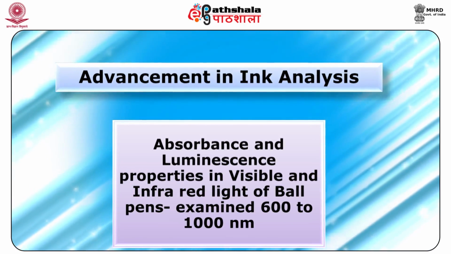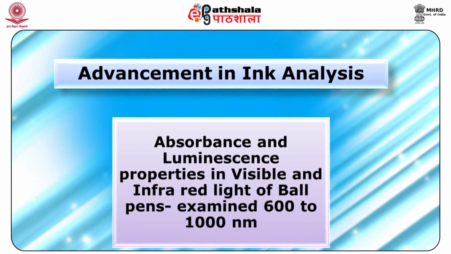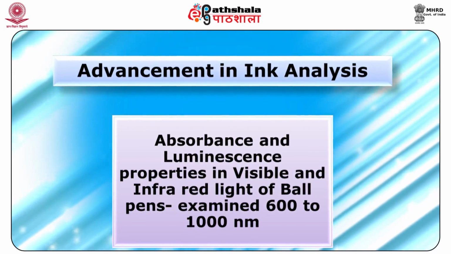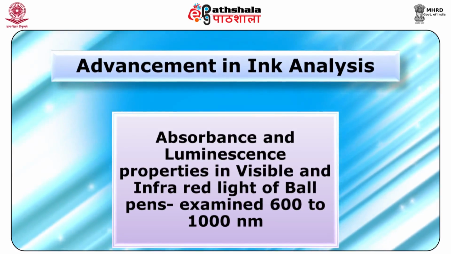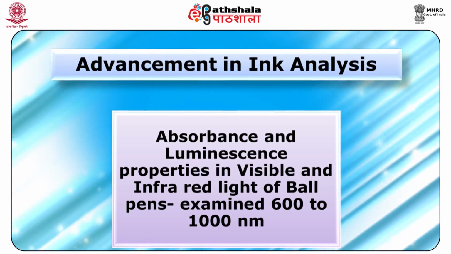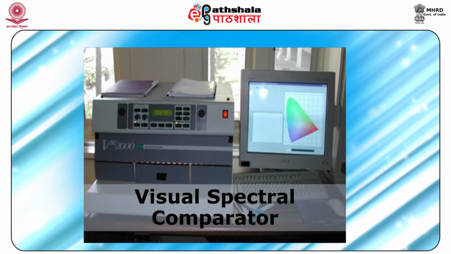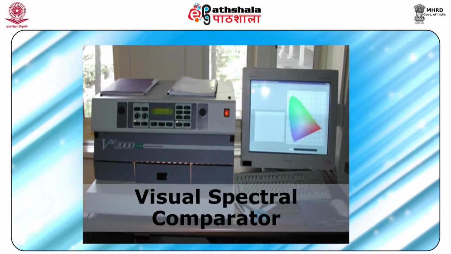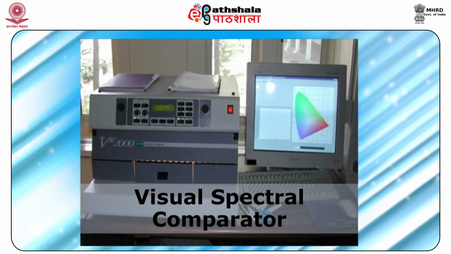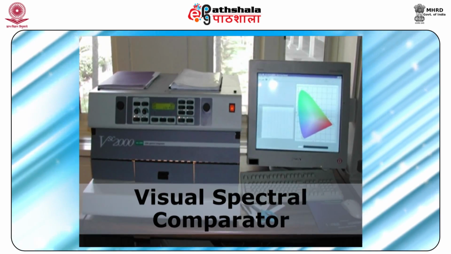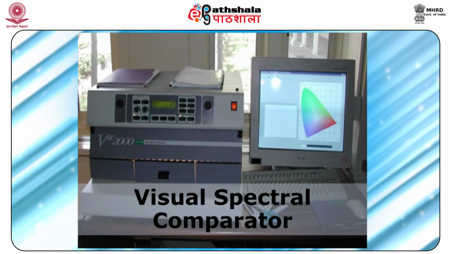The absorption and luminescence properties in visible and infrared light of ballpoint pens can be examined with a system of filters letting through light of a specified wavelength from 600 nanometers to 1000 nanometers. The VSC is the most suitable instrument for examination. It is inbuilt with a spectrometer so that examination by means of absorption spectrometry in visible and infrared light can also be carried out.